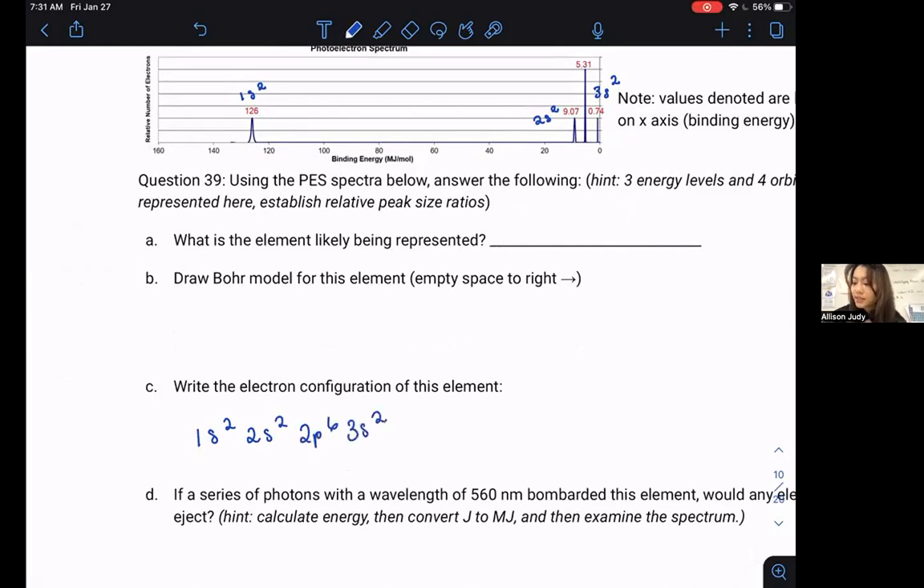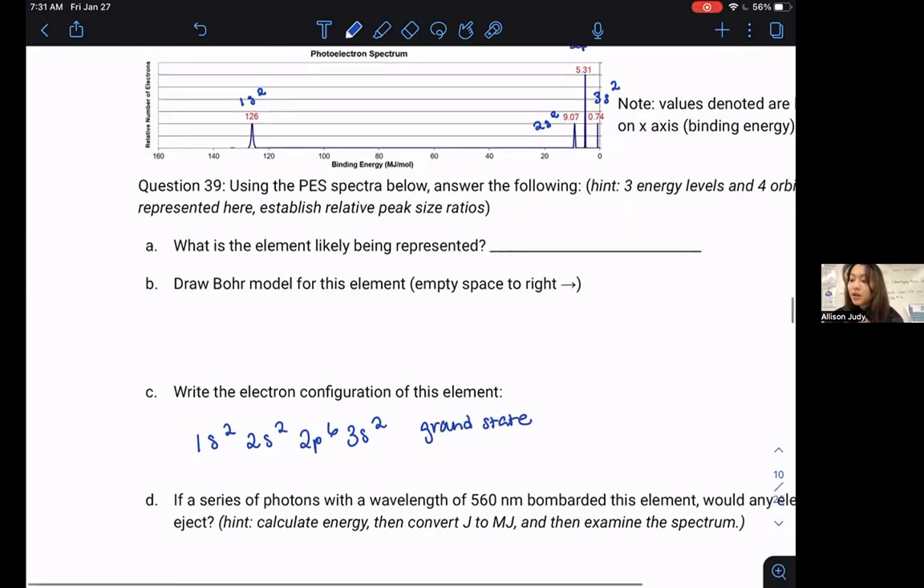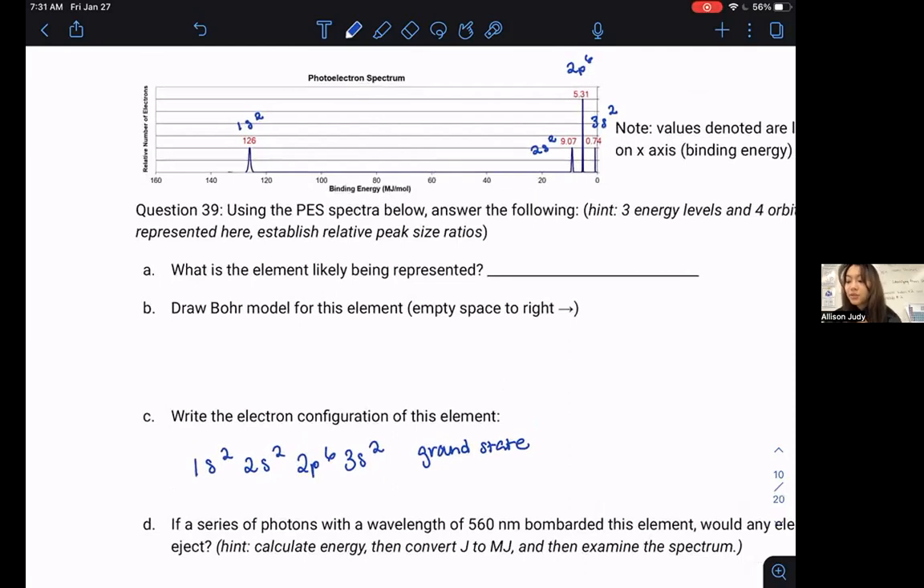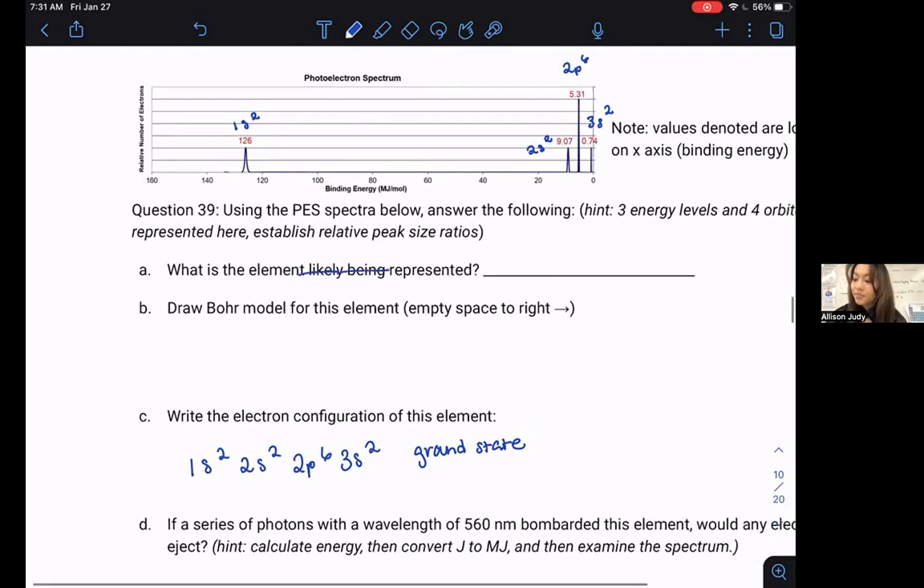Our ground state configuration based on our photoelectron spectrum. So what element is this representing? Not just likely, I really should remove that word. It is representing 1s2, 2s2, 2p6, 3s2, that would be magnesium.